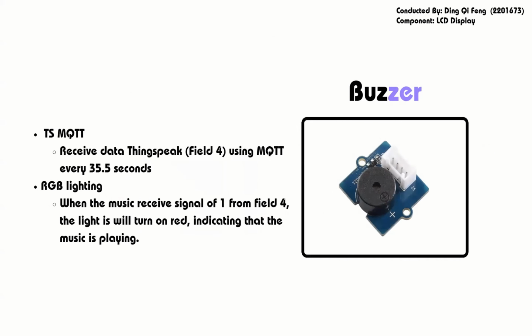Next, I'll be talking about the TS MQTT function. We receive data from ThinkSpeak Field 4 using MQTT every 35.5 seconds, since each note of the Twinkle Twinkle Little Star is split 0.5 seconds each. Next, the RGB lighting. When we receive the GUI user input indicating 1 from Field 4, the light will turn on, indicating that the music is playing.